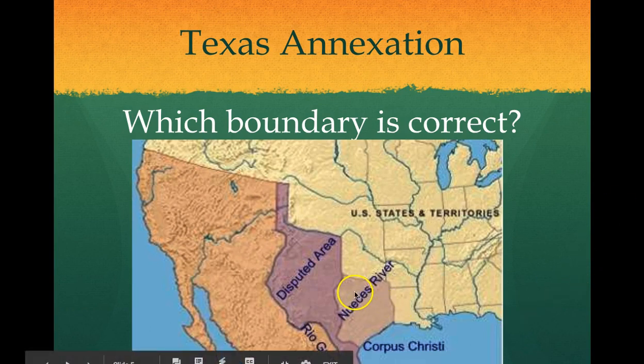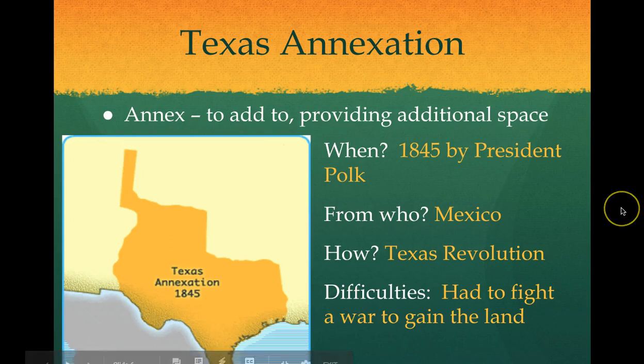So Mexico said, not a problem. You can have everything east of the Nueces River. So here's the Nueces River, so it's the light purple area. The United States settlers said, no, we want everything east of the Rio Grande. So they wanted all of the purple, dark purple and light purple. And lo and behold, there was a war, the Mexican-American War, and we got all of this area that is now Texas. So the Texas annexation, annex means to add.